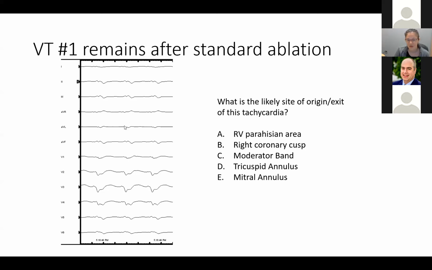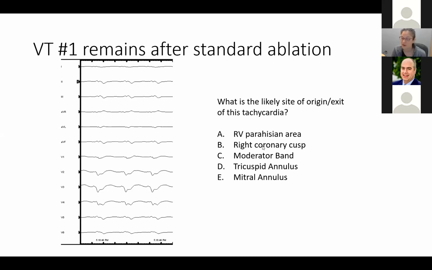It's sort of isoelectric a bit in AVL. So I'm worried about it being septal based on this isoelectric start to the QRS in V1, but I think the RV parahisian area is not a bad thought. I think that the right coronary cusp, you could make a strong argument for it.